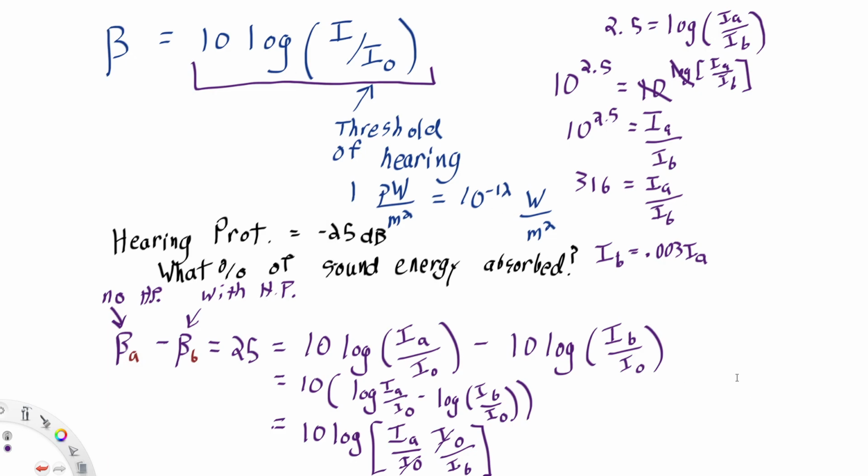Antonio asks, can you go over how you got the 10.5 again? Yeah, it's 25 over 10. So the 25 came from the rating on your hearing protection, and the 10 came from the definition of our decibel scale. All right, questions or comments here?